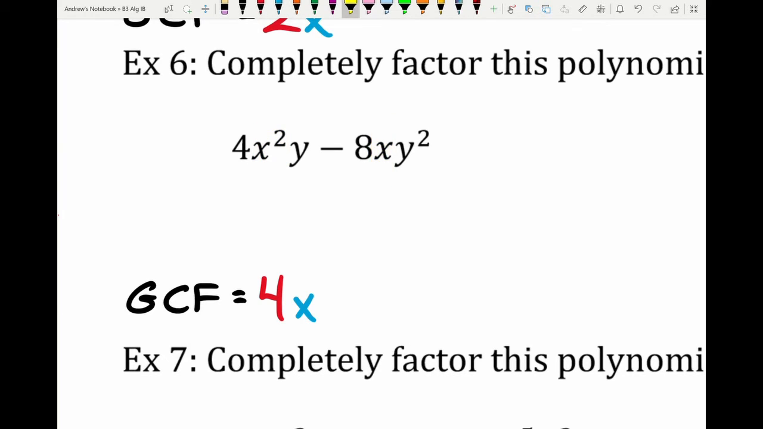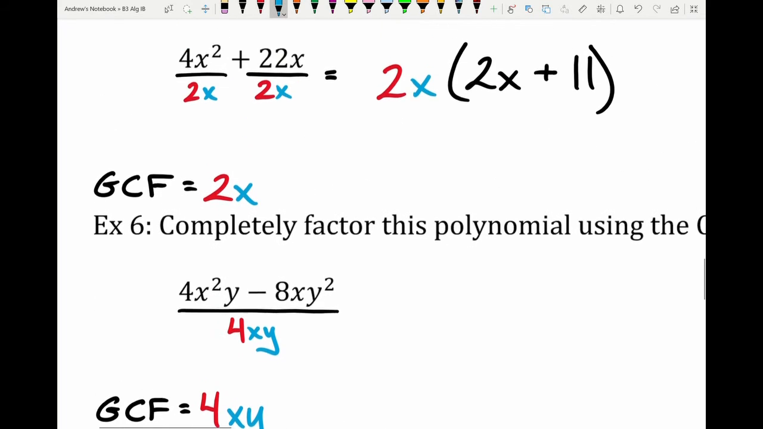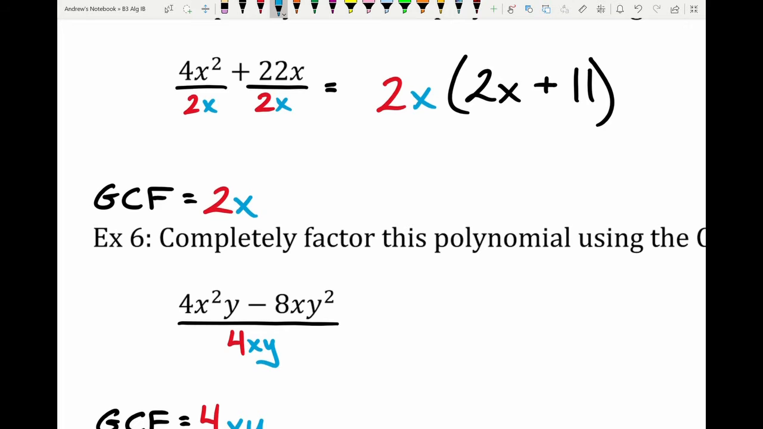We're looking at the y's. This has 1 y, this has 2 y's. So we can only take 1 y out of the whole thing overall. That's all we can evenly take from each one. So same kind of deal as before. We're going to divide everything by 4xy. For somebody that likes to save a bit of writing, you can write it out like this with just one big division sign and the GCF underneath. That's perfectly fine. If you prefer to have them split up like we just did on number 5, also okay.